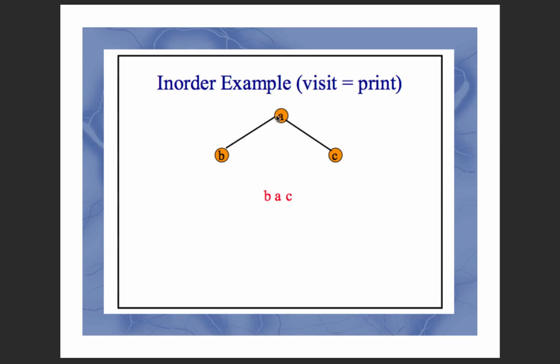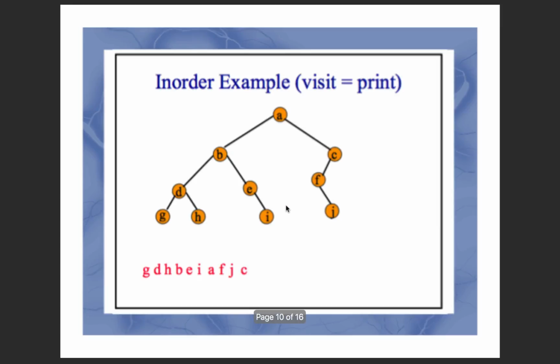So if you want to print in-order, we know that the root should be printed in between left and right. Pre-order was printing the root before left and right, so that is why it was a b c. Now you can see that the result is b a c because we print left first, then we print the root, then we print right. So b a c, left root right, and the root a is in between b and c.